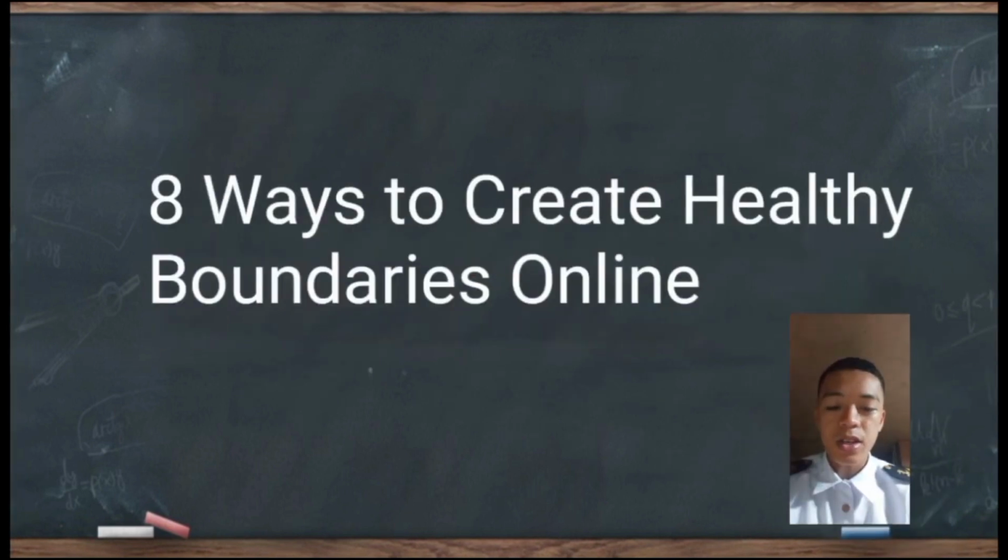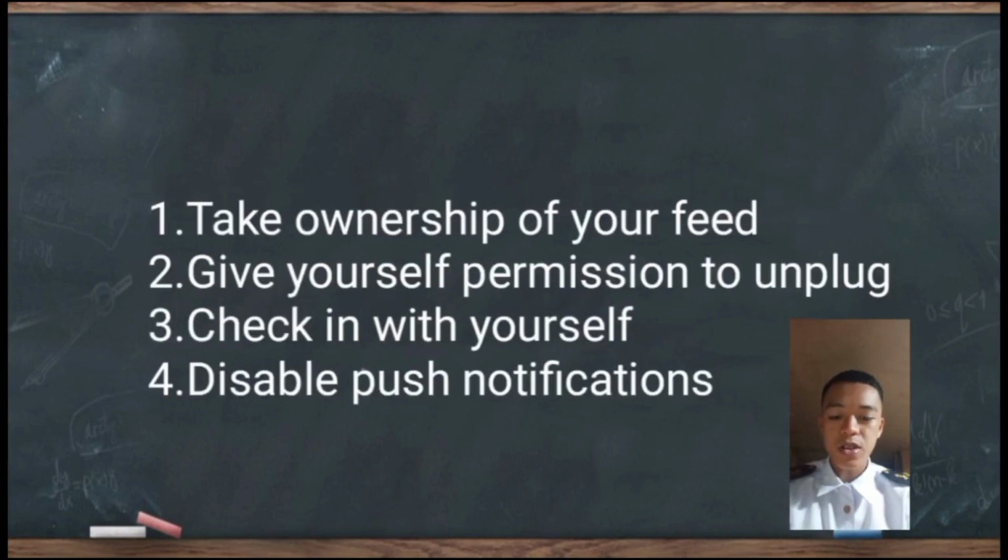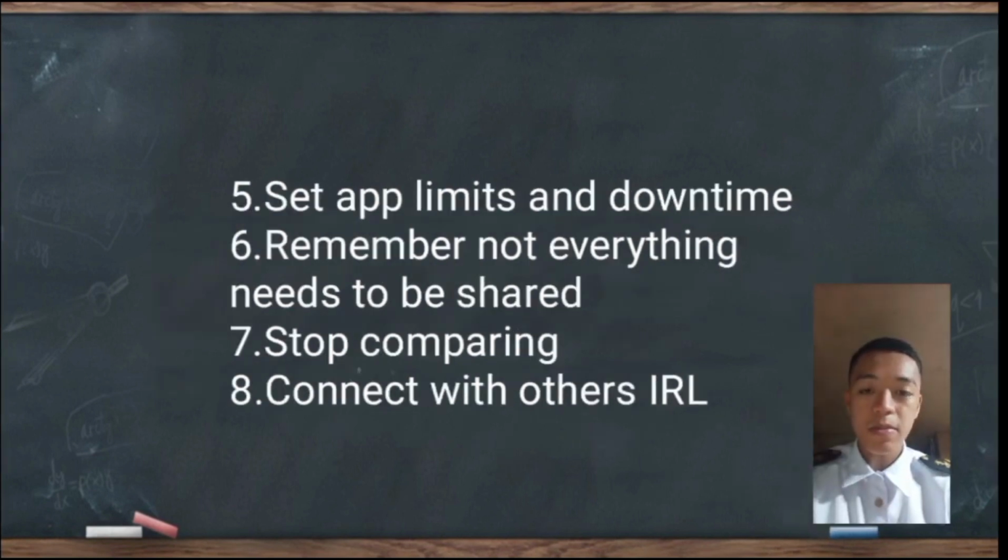Eight ways to create healthy boundaries online. First is to take ownership of your feed. Second, give yourself permission to unplug. Third, check in with yourself. Fourth, disable push notifications. Fifth, set up limits and downtime. Sixth, remember not everything needs to be shared. Seventh, stop comparing. Eighth, connect with the IRL.